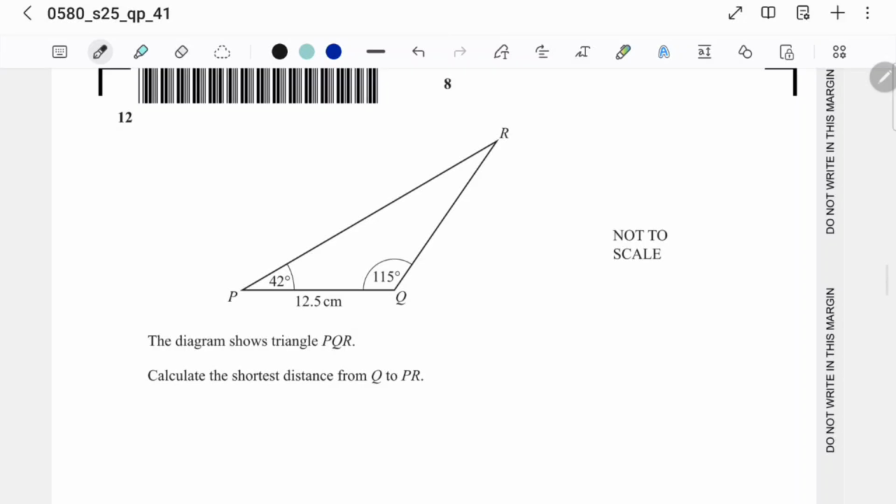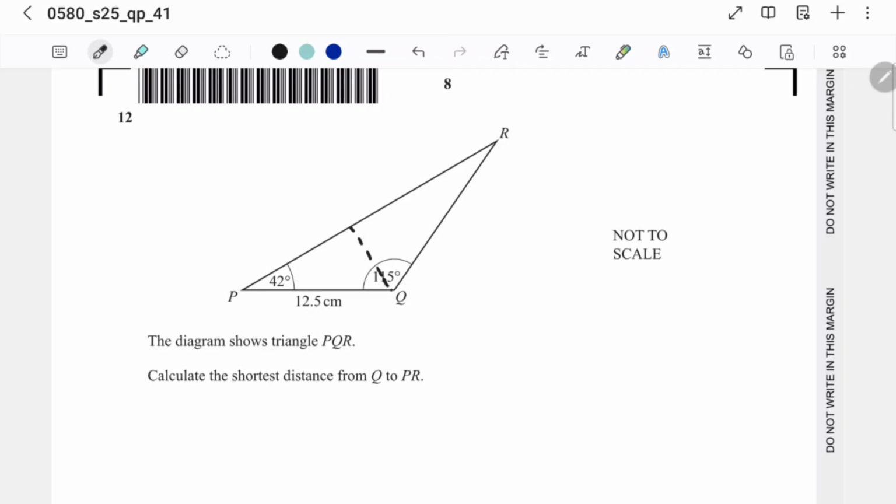Now question number 12. Question number 12 is a trigonometry question. The diagram shows a triangle PQR and we have to calculate the shortest distance from Q to PR. Calculate the shortest distance.